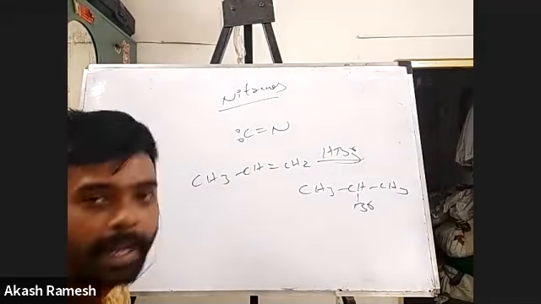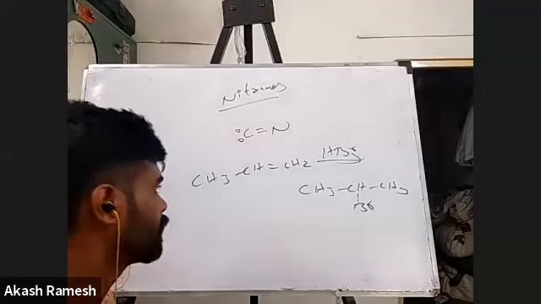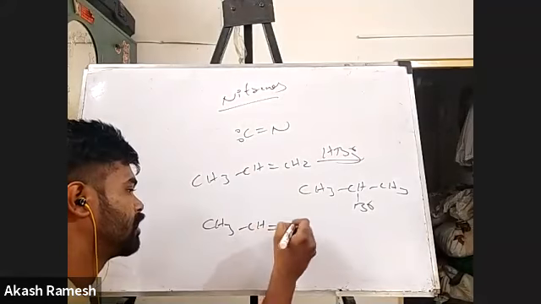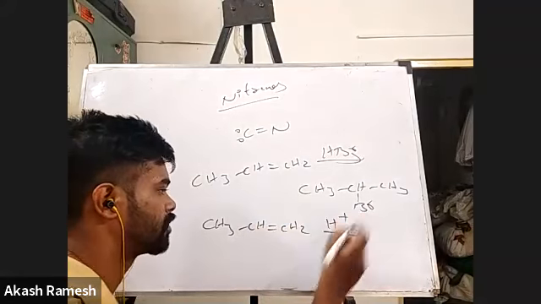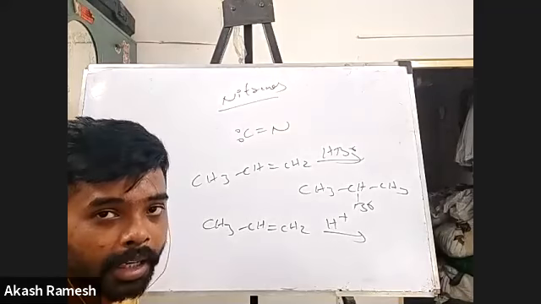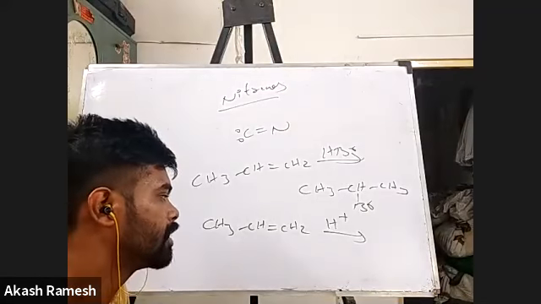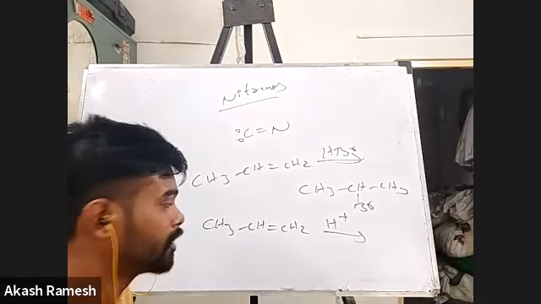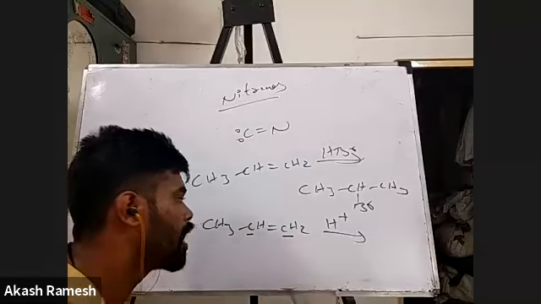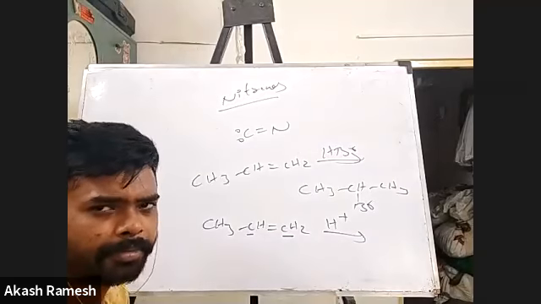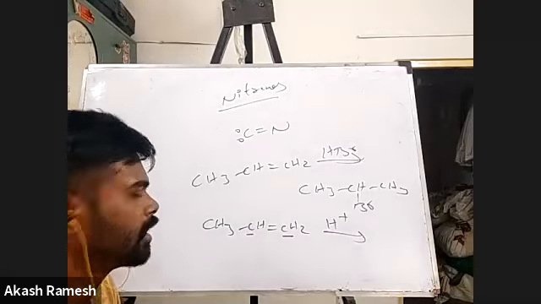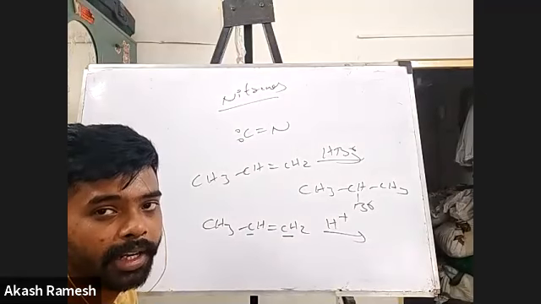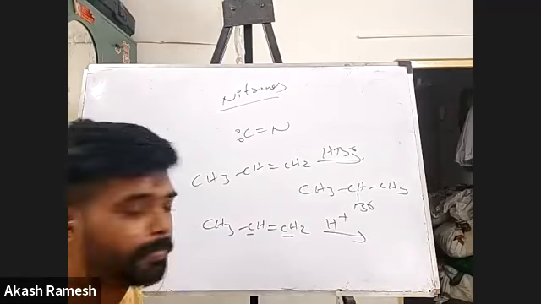Now if I look at the mechanism, what is going to happen is, so I have CH3 double bond. First the H plus comes. Obviously the H plus has two sites of attack. Either it can attack this carbon or it can attack this carbon. Both things can happen, but one of them is going to be more stable, and the other one is going to be less stable.